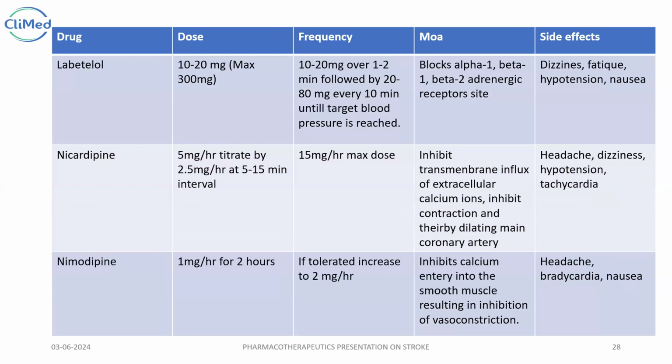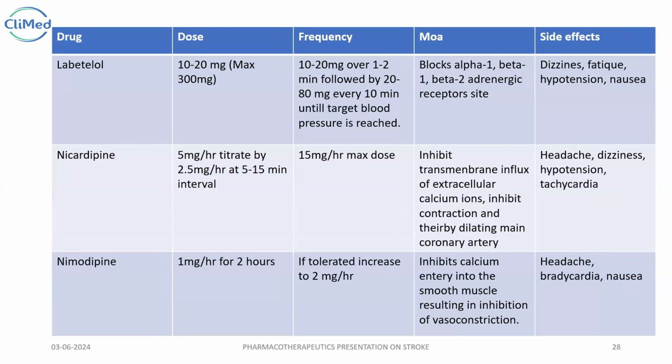Then as antihypertensive, we can give labetalol 10 to 20 mg. The max dose is 300 mg. The frequency is 10 to 20 mg over the first 1 to 2 minutes, followed by 20 to 80 mg every 10 minutes, until the blood pressure has been controlled. It acts by blocking alpha 1, beta 1 and beta 2 adrenergic receptors.